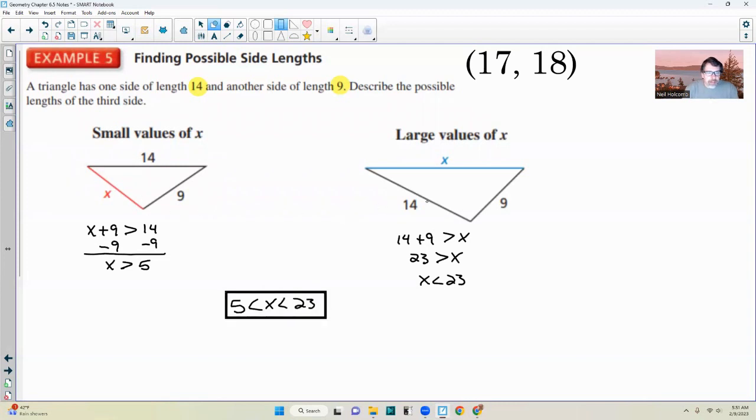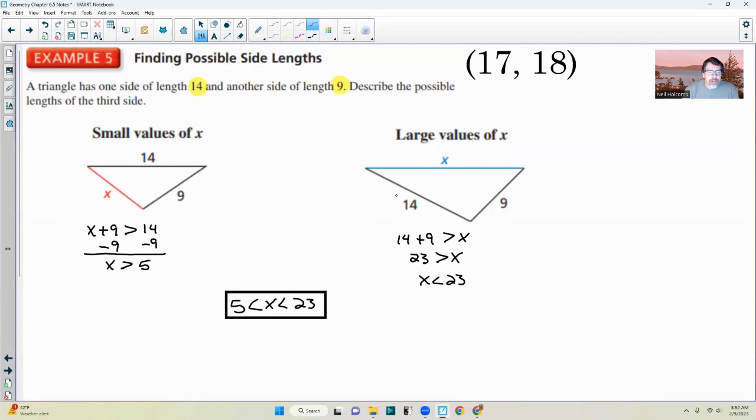This side here, notice these two triangles. If you have two sides of a triangle, 14 and 9, the third side has to be between 5 and 23. It can't be more than 23, and it can't be less than 5. Okay, so there's a shortcut to doing this.